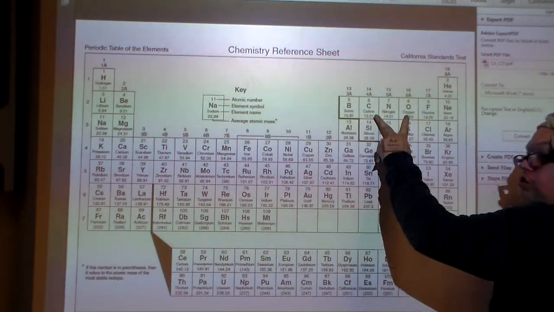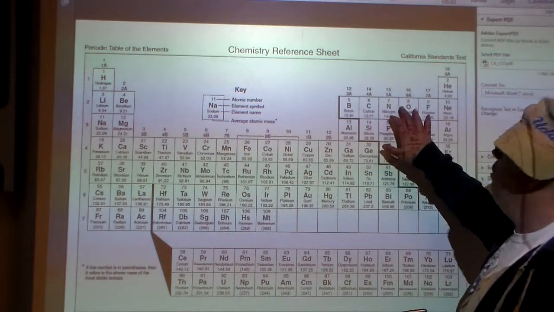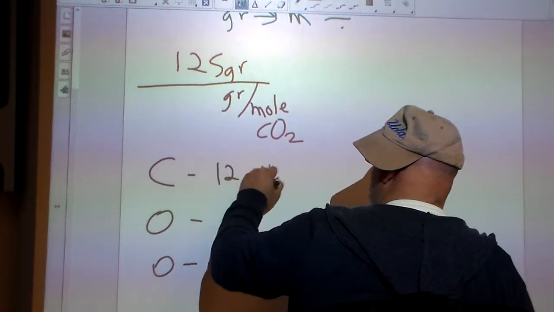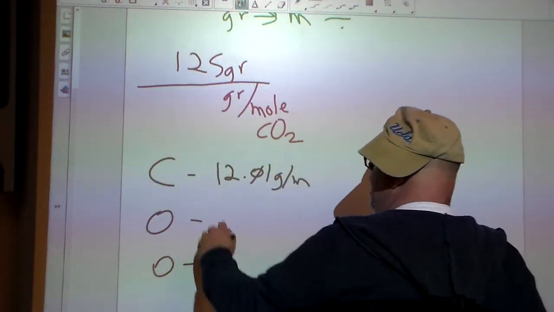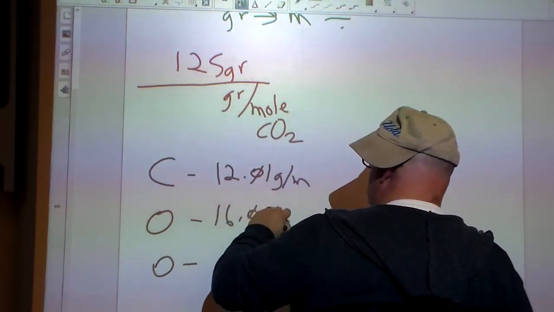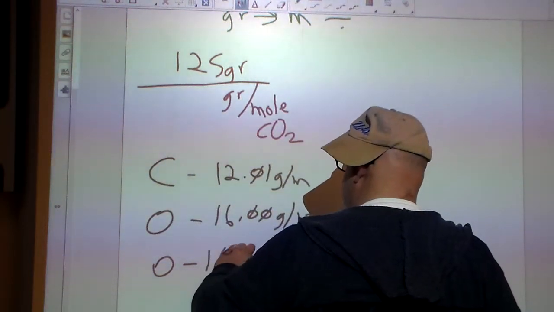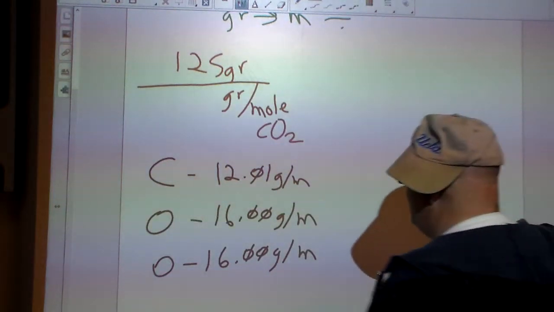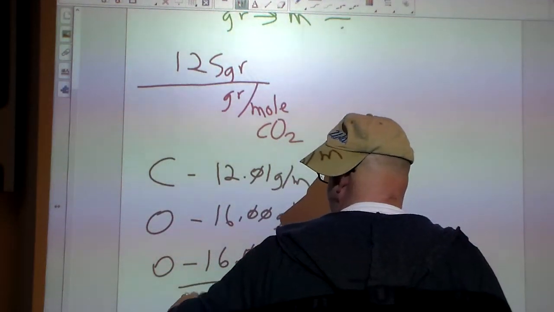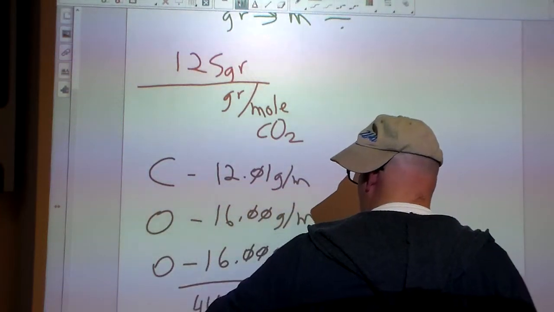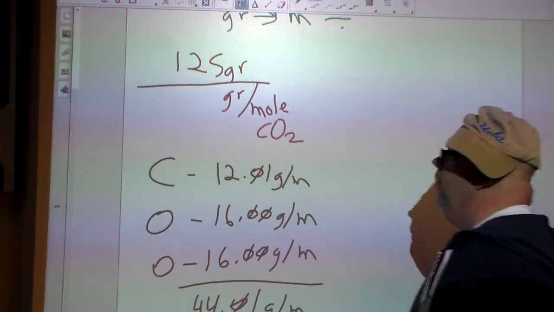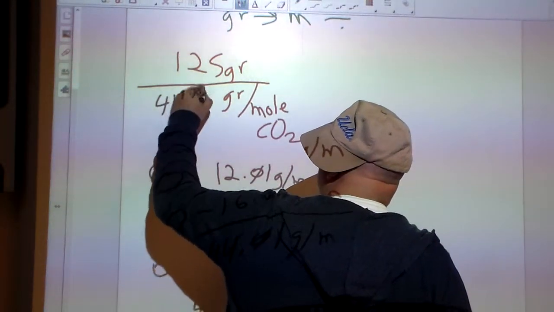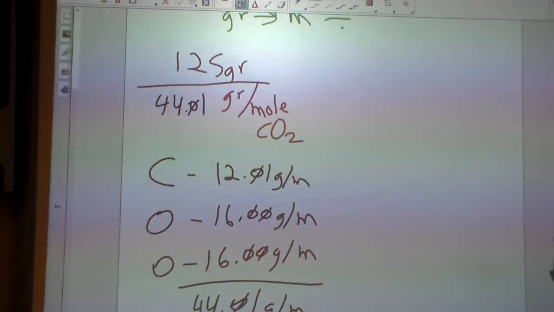So I look directly at the periodic chart for how many grams there are in a mole of something. I have carbon at 12.01 grams per mole, oxygen with 16 grams per mole, and another oxygen 16 grams per mole. Now I can add up the whole thing and say I have 44.01 grams per mole of CO2. So now I can go back up here and say 44.01 grams per mole of CO2.